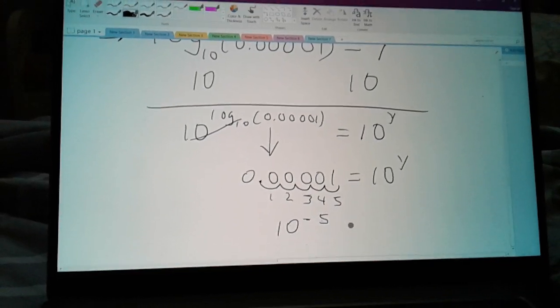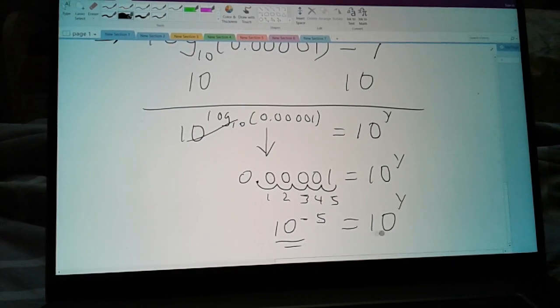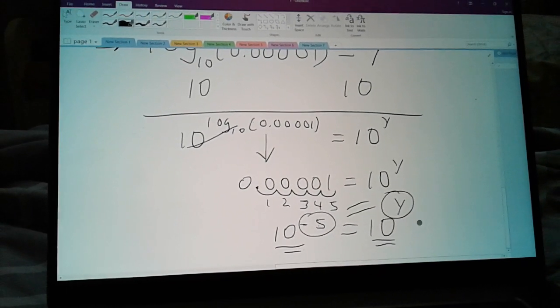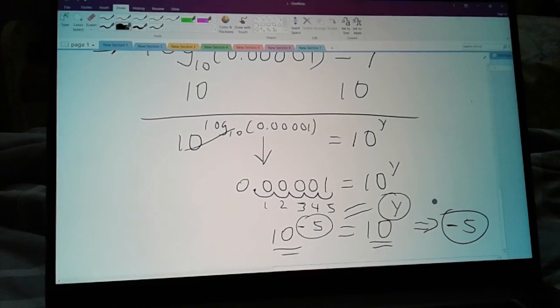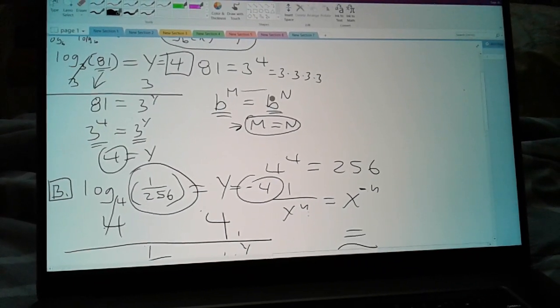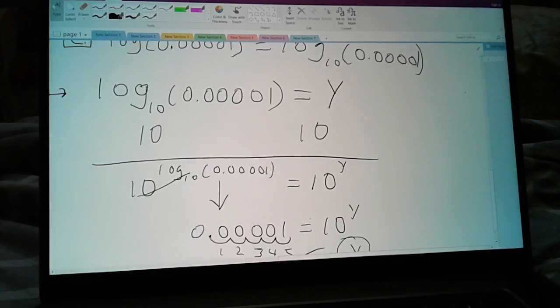So we have 10 to the negative 5 equals 10 to the power of y. I have the same form now. They have the same base, so these powers have to be the same. So my answer is going to be negative 5. Okay? So again, this property matters a lot when you're doing it by hand, right?